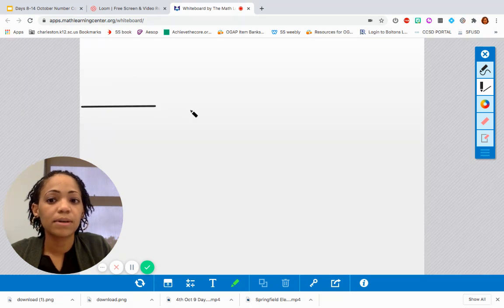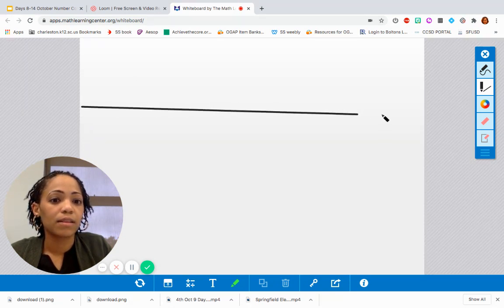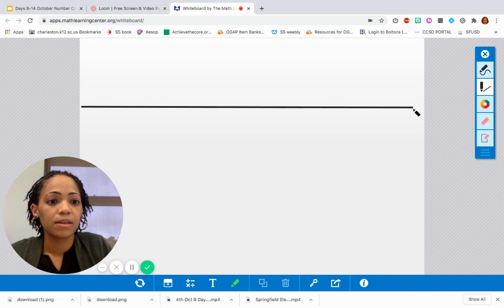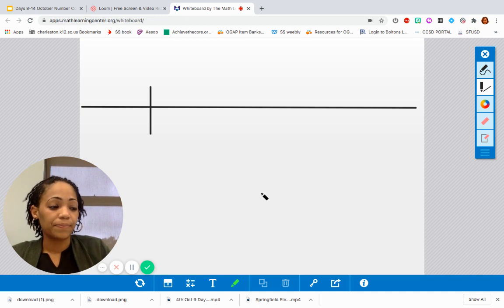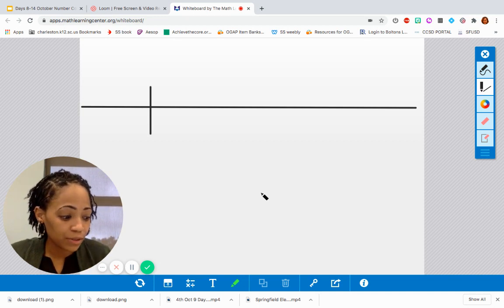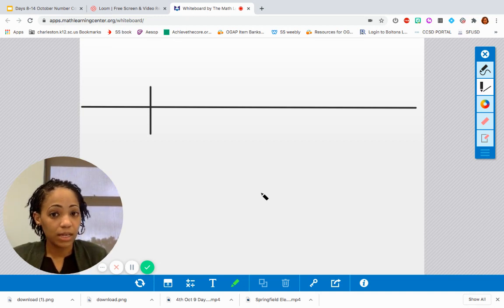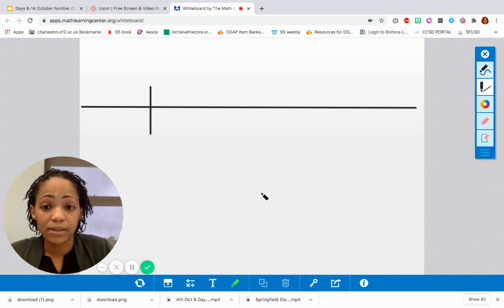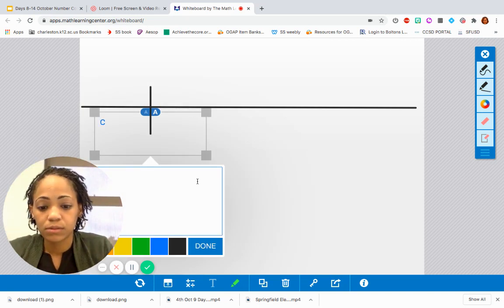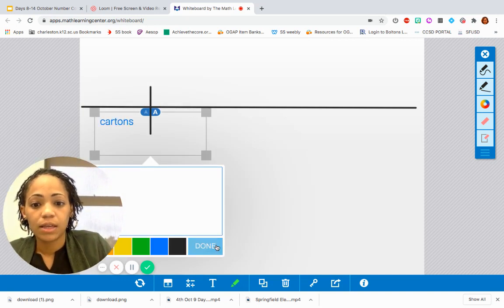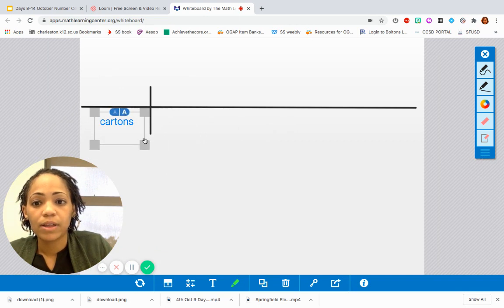I'm going to start all the way at the end. I'm just going to make a long line so we can keep track. And you may want to make your line in your notebook so you can follow along with me. And maybe I'll start it here. Okay, the first thing that we need to have on our ratio table is labels. So what are we talking about here? Good, we're talking about cartons. And we're talking about how many eggs are going to be in each carton.